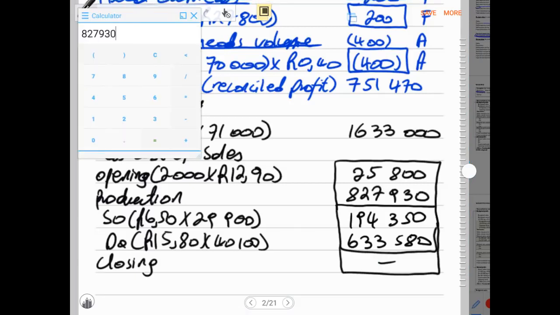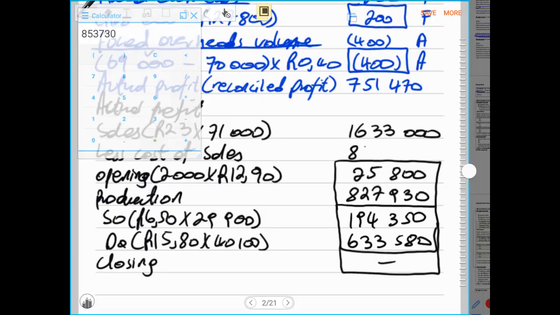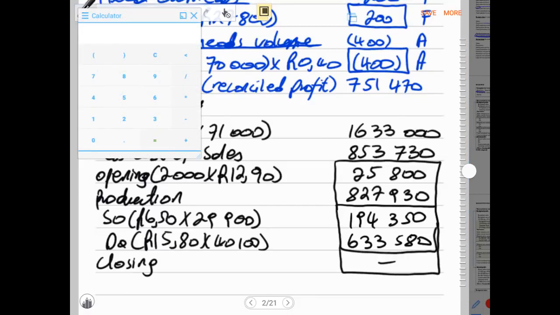So now we just say opening plus material, 25,800, plus our total material. Just recalculate that, 25,800 plus 827,930, that is 853,730 minus 1,633,000.